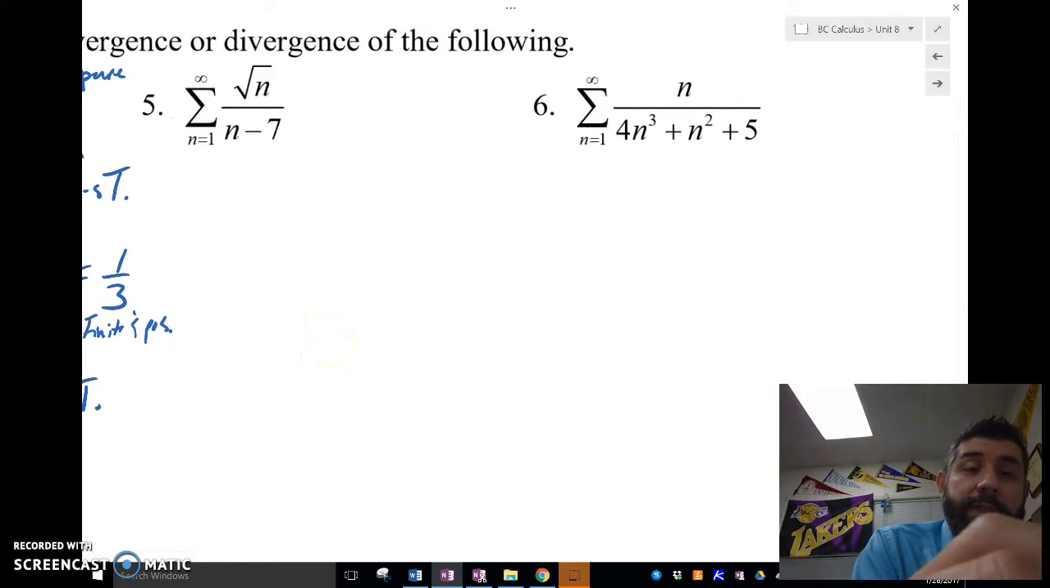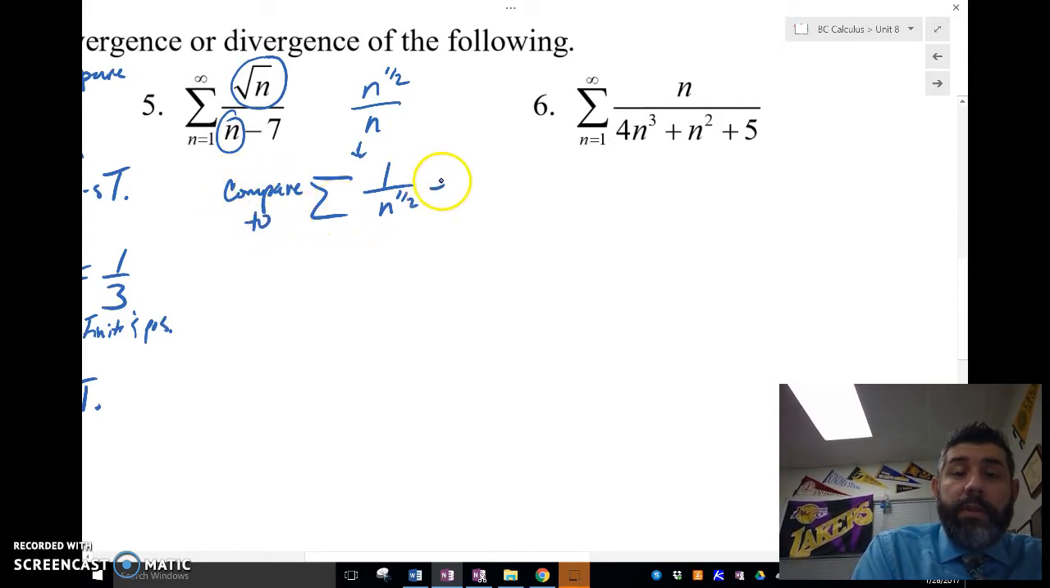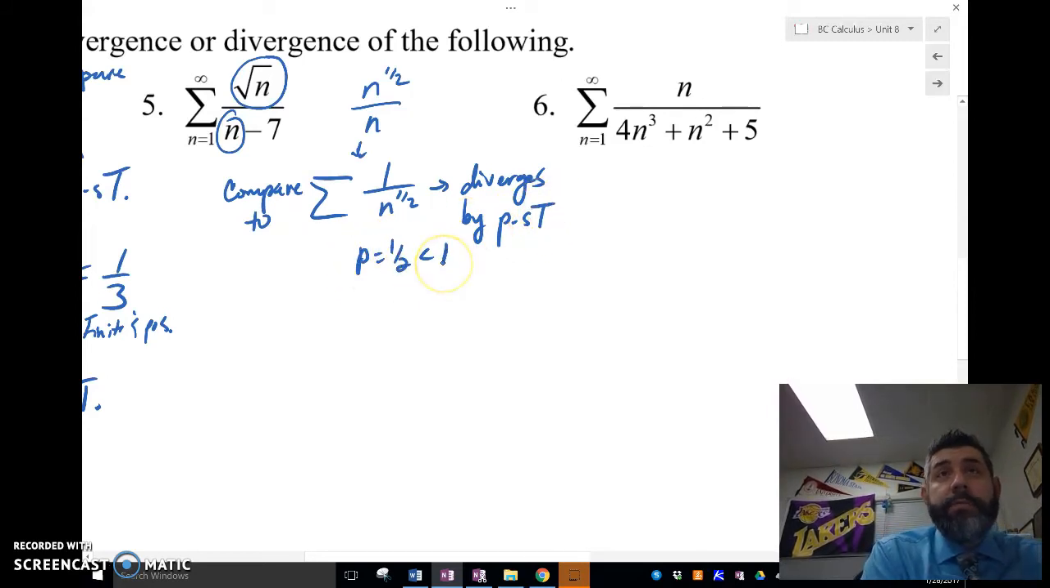So what I'm going to do is take the highest power on the top, which is n to the 1/2, and the highest power on the bottom, which is n, and simplify this, and that gives me 1 over n to the 1/2. This is what I'm going to compare to. This series diverges. How do I know it diverges? It diverges by the p-series test, because p is equal to 1/2, which is less than 1.